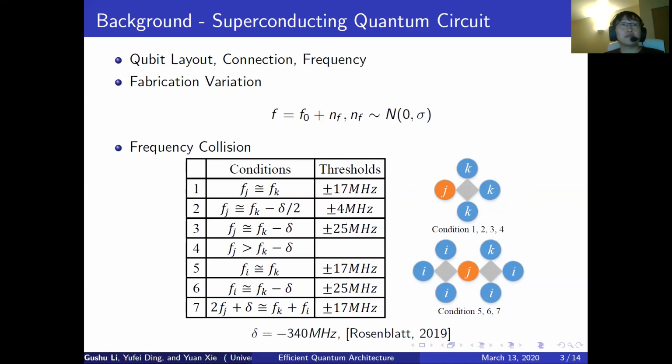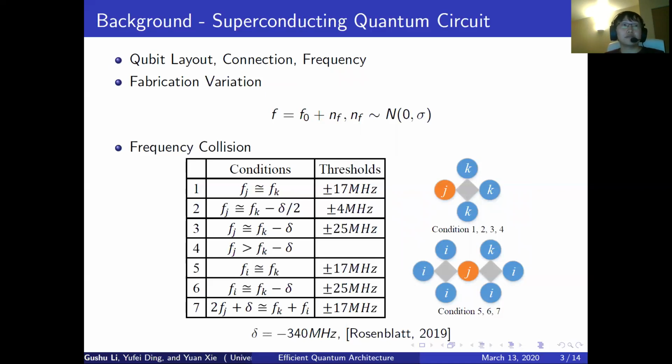However, when the frequencies of nearby connected qubits satisfy some conditions, a unique defect called frequency collision will happen and bring unexpected degeneracy. Here we list 7 different frequency collision conditions based on IBM's technology. For example, the first row shows the first condition. It means, suppose we have 2 qubits J and K connected by a bus. If their frequencies Fj and Fk are approximately equal with a threshold of 17 megahertz, the frequency collision happens between them, and we have a hardware defect here.